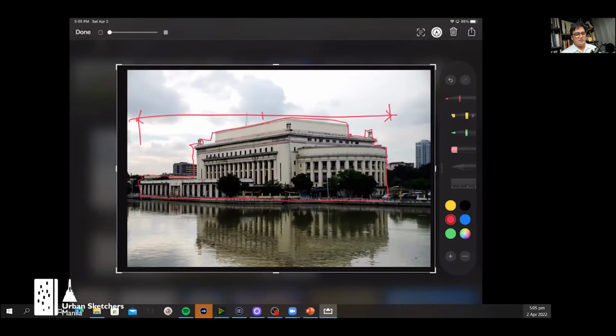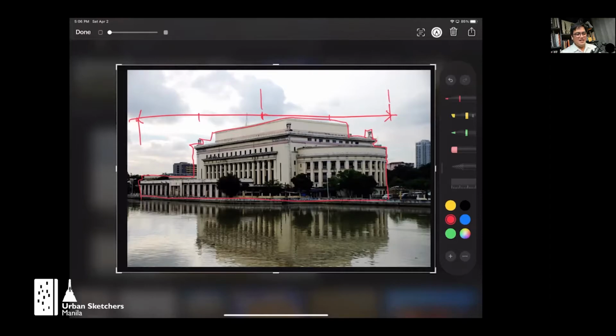Okay, so if we try to subdivide this into 4 equal spaces, I'm seeing that this is 1:2. One part is this, and then the other part is this. Relative to this, is the height the same? No, it's actually 1.5 times. So that's the ratio of how you determine in drawing buildings.